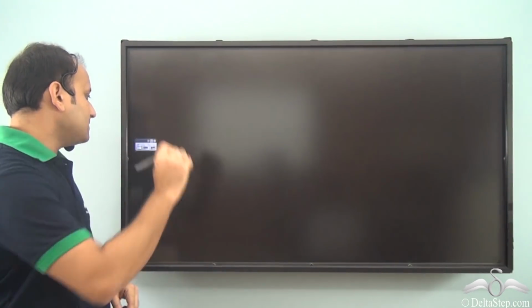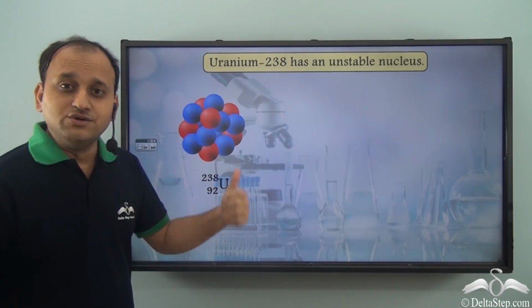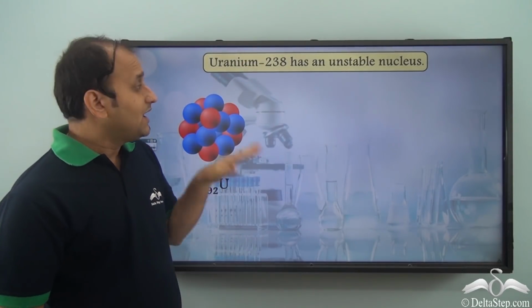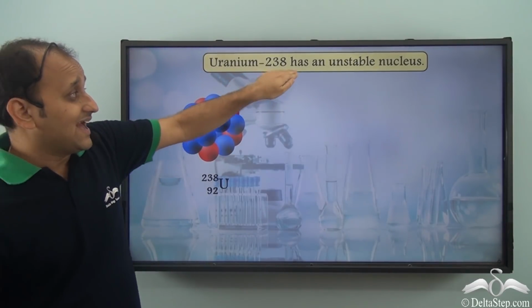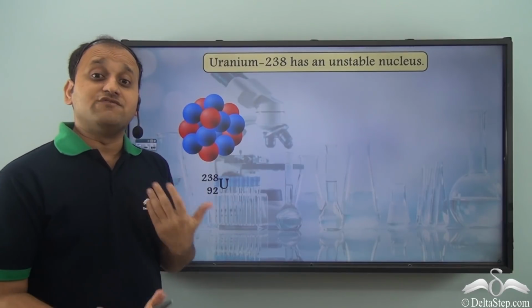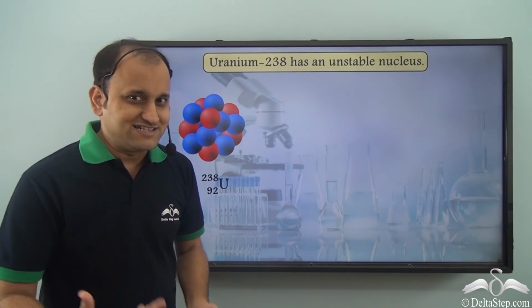Well, the working of a smoke detector is based on the release of alpha particles by a radioactive element. So what exactly is an alpha particle and how is it released? We'll understand with an example. So we have a nucleus here, a uranium-238 nucleus. Now uranium-238 has an unstable nucleus, so definitely it will undergo radioactive decay.